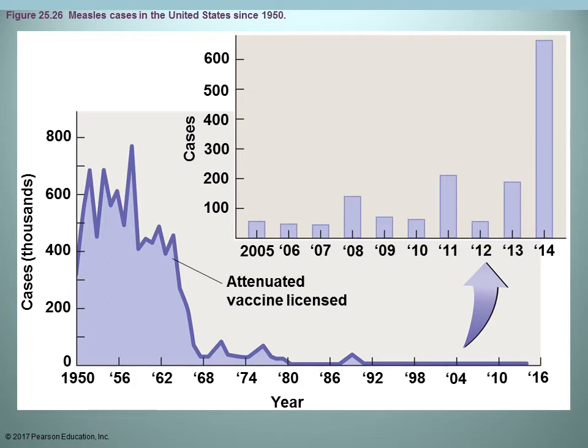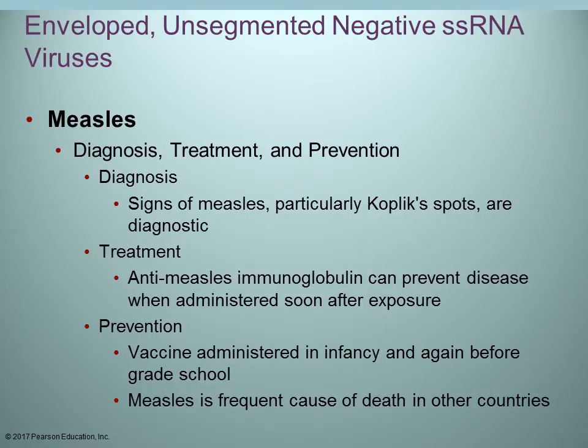No child, no individual should have to suffer from some of these diseases if we have a very effective vaccine to prevent it. Diagnosis, once again, typically those Koplik spots are usually definitive for the diagnosis. Treatment, soon after exposure, you can try to give anti-measles immunoglobulin, but once again, the vaccine does need a booster usually when you're in grade school.